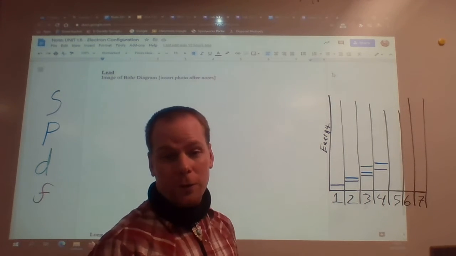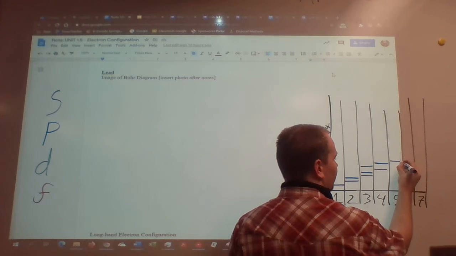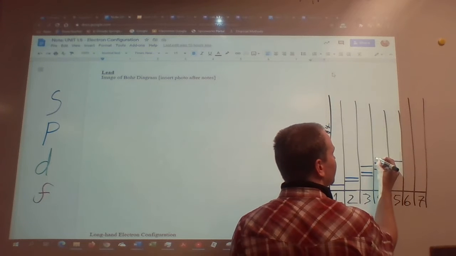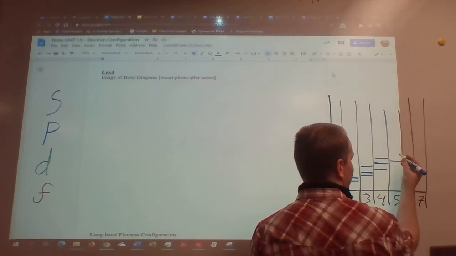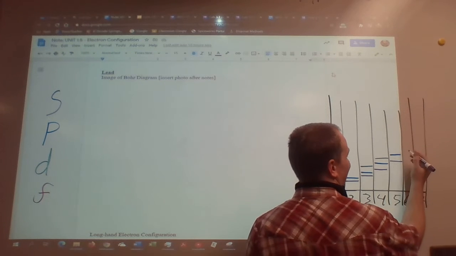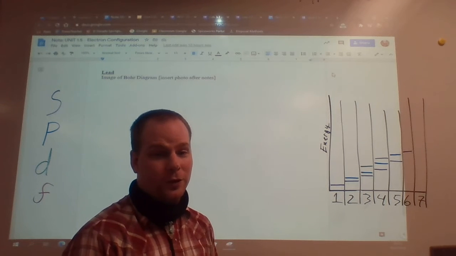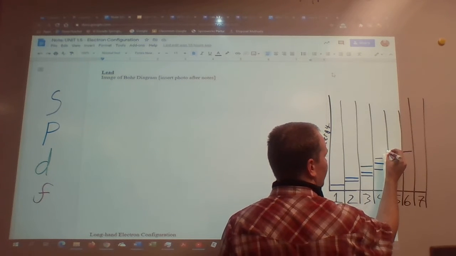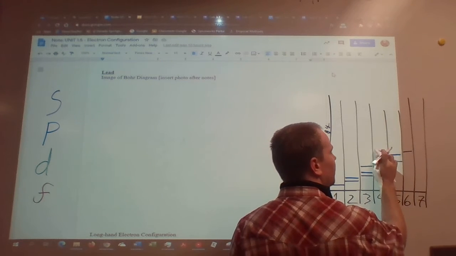And this pattern continues, annoyingly so. After 4p comes 5s, then comes 4d, then 5p, then 6s. And at this point, we get to go all the way back to energy level 4, because this is where our F subshell first shows up. And I drew that too low. I'm going to raise that a little bit.